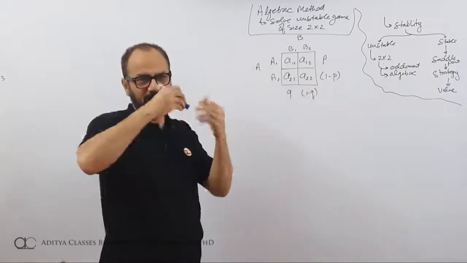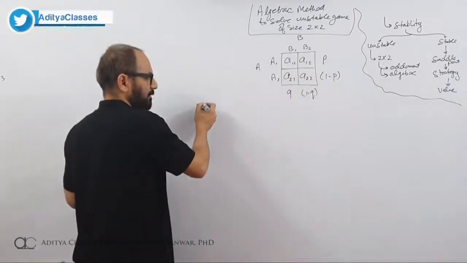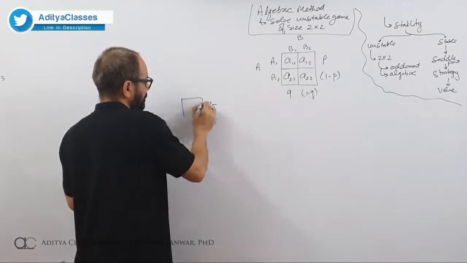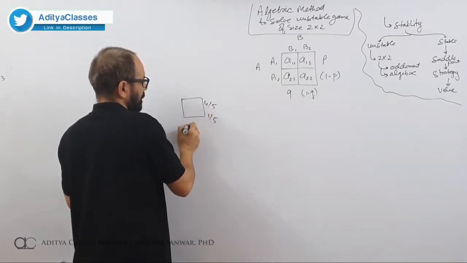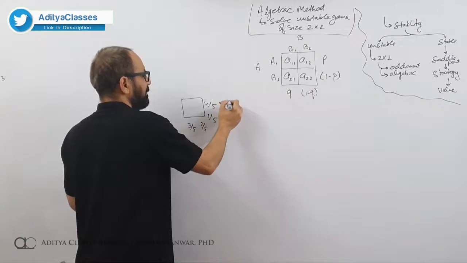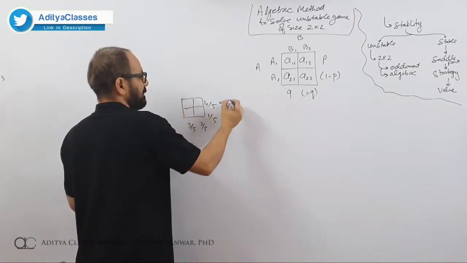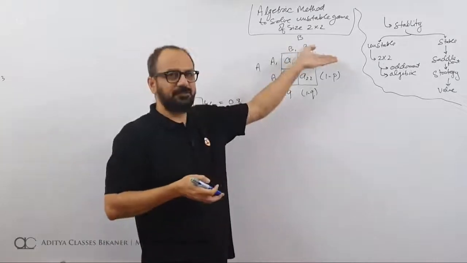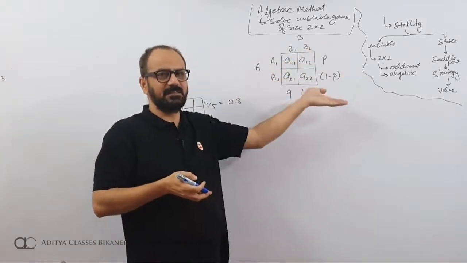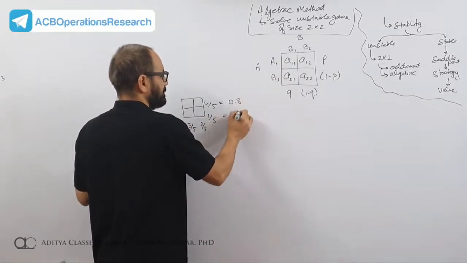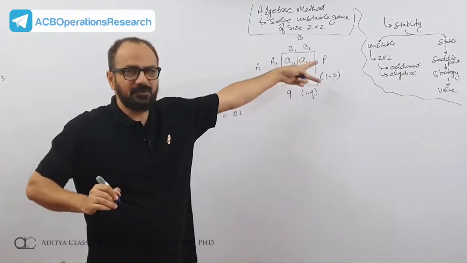If you remember our previous question, I believe there was 4 by 5 and 1 by 5, and then here we had, I believe, 3 by 5 and 2 by 5. So what is the probability of selecting the first strategy? It is 0.8. If the probability of selecting the first strategy is P, then the second strategy becomes 1 minus P. If the first strategy is 0.8, the second becomes 1 minus 0.8, that is 0.2. This is what we are trying to say over here.